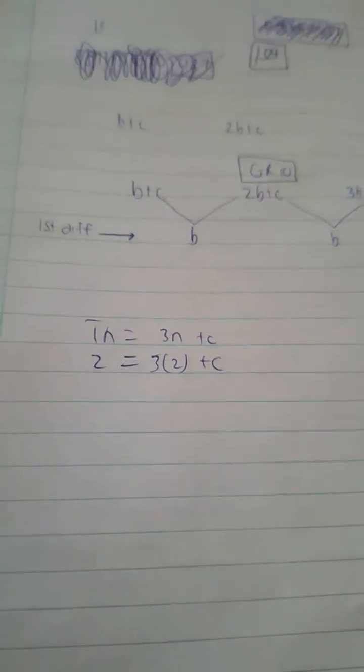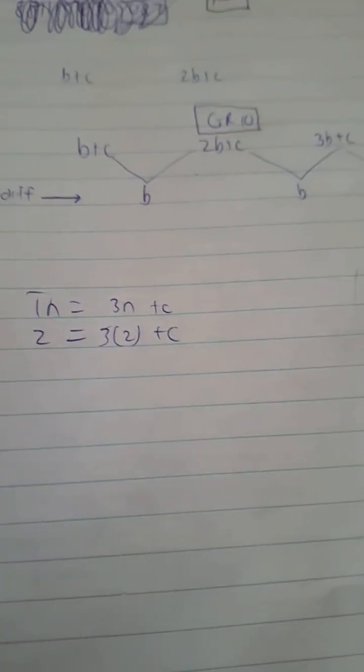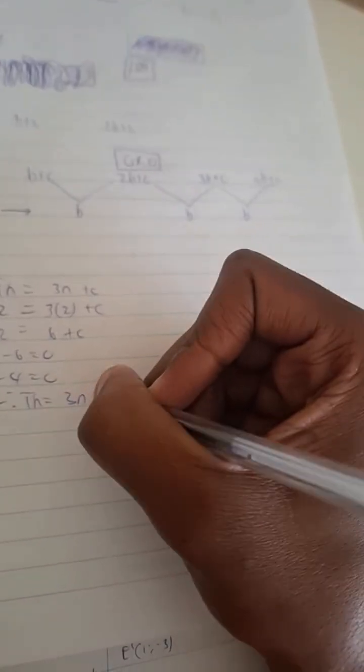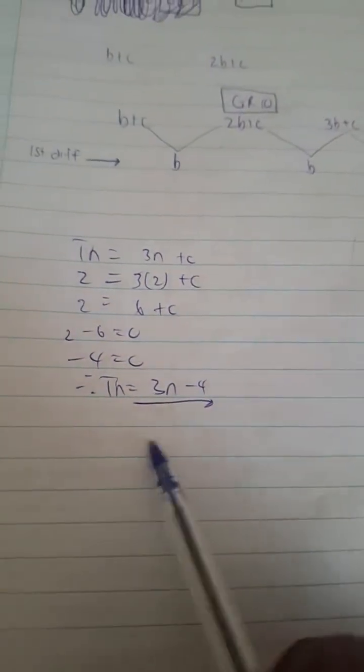Okay, then we solve for what? We solve for c. 2 is equal to 3 times 2, which is 6. We transpose the 6. We get negative 4. Therefore, Tn is equal to 3n minus 4. So you see, we still get the same Tn.